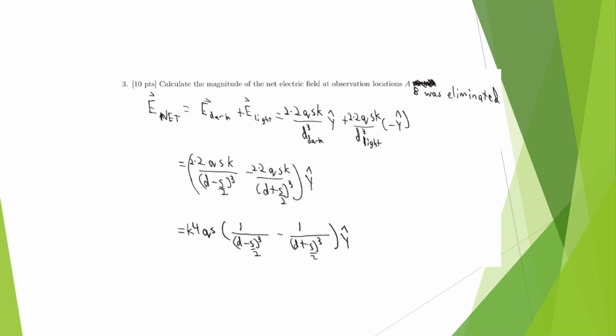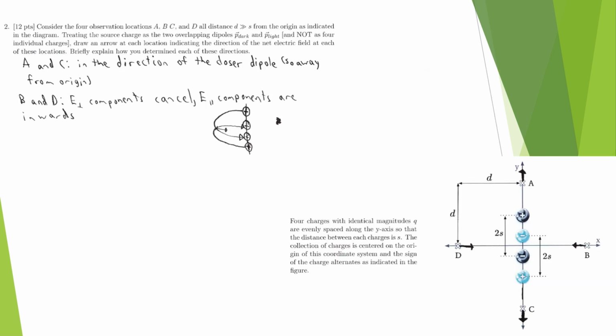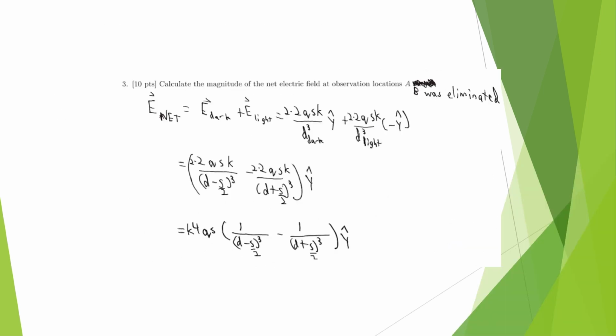But as far as just generally how to calculate the magnitude of an electric field at A, you're factoring in S here, right? And this is another thing that I just disagree with, because we're assuming D is much greater than S, so S is approximately 0 in relation to D. D minus S is D, right? D minus S over 2 is approximately D.